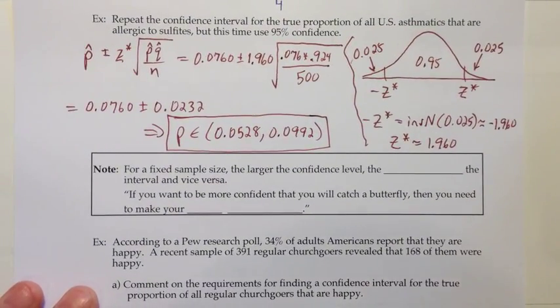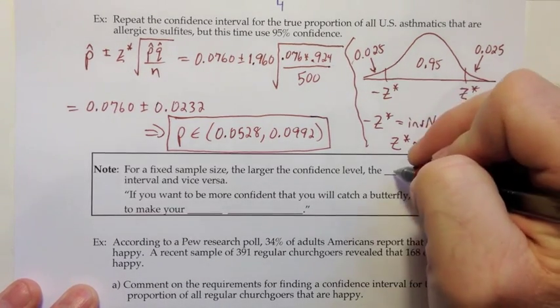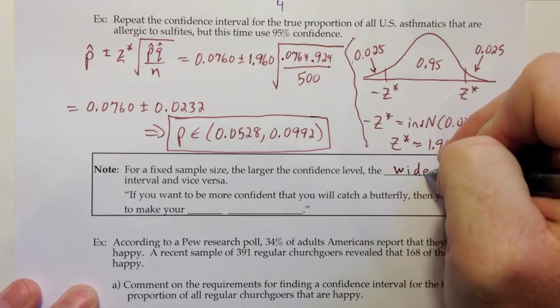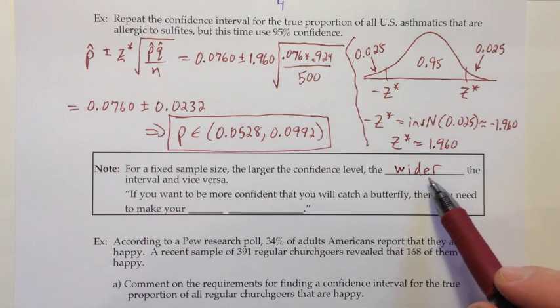And the note is that for a fixed sample size, the larger the confidence level, the wider the interval, and that's true the other way around as well. If you were to lower your confidence level, you would get a narrower interval. And no one really wants to ever lower their confidence level, right? Like, why would they say, oh, I'm too confident, I want to be less confident? But sometimes people don't like how wide their interval is, so they might try and make it narrower.